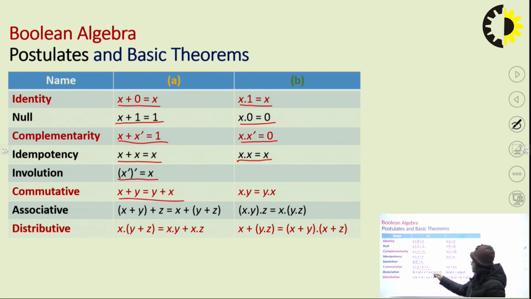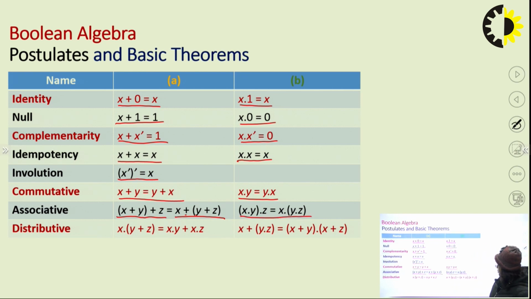The commutative theorem states that x plus y equals y plus x, and x dot y equals y dot x. The associative theorem states that x plus y plus z equals x plus (y plus z). The same theorem can be used with dot also, that is, (x dot y) dot z equals x dot (y dot z).